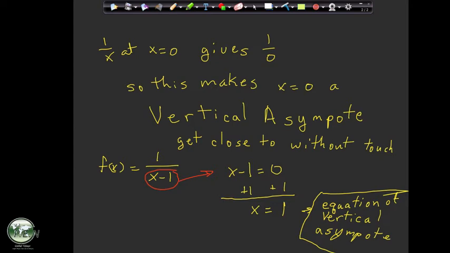Okay, but this is the first step. That's all we're doing. Just take the bottom, ignore the top. I could have had something really horrendous in the top, and the cool part is it doesn't matter what's in the top. It's the bottom becoming 0 that creates a vertical asymptote.